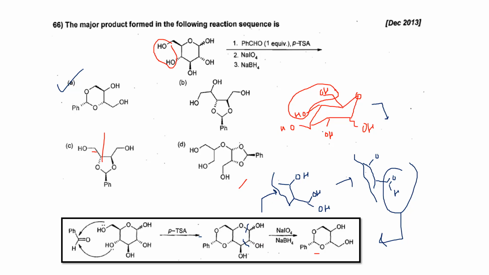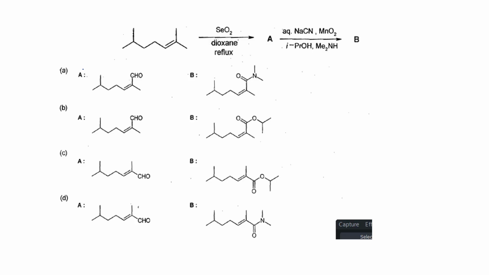Let's go to the next question. What are our A and B? So they have asked for what are our A and B. So in case of selenium dioxide, this allylic CH2 will be oxygenated. So this will be CHO.